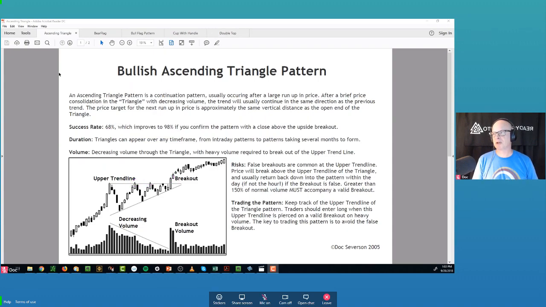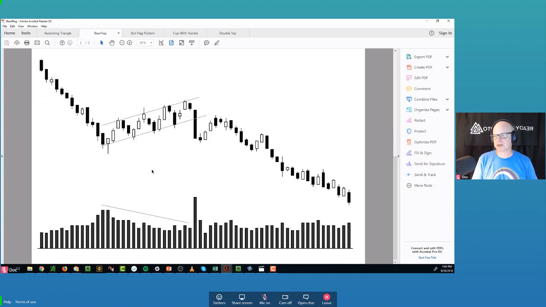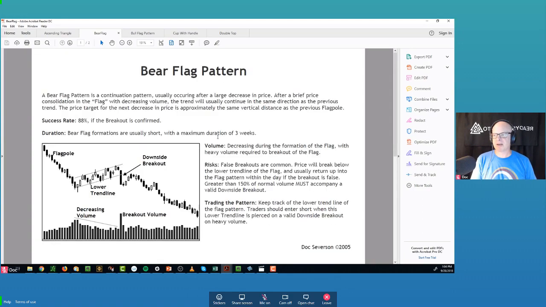I'll go through a few of these today, but what I'm mostly going to do is call your attention to some of the other resources that are out there. This one is a bear flag. You'd look at this and say, oh, that's a bear flag in the middle of a downtrend. Bear flag pattern, 88% if the breakout is confirmed. Right there you go.